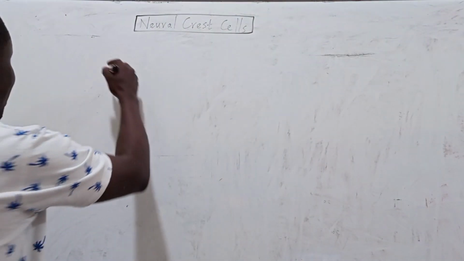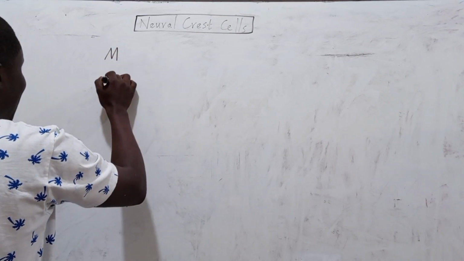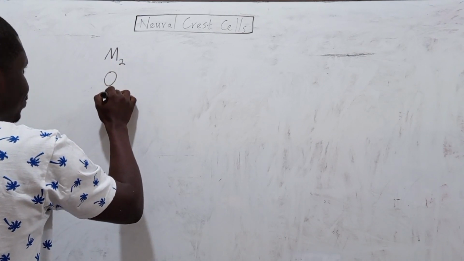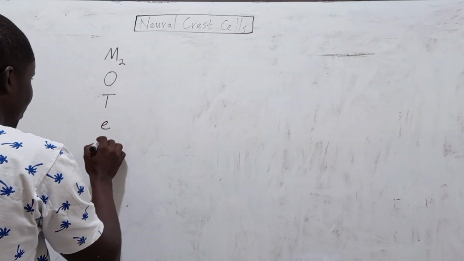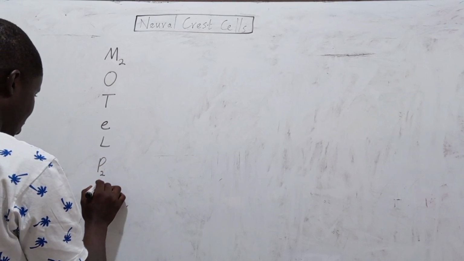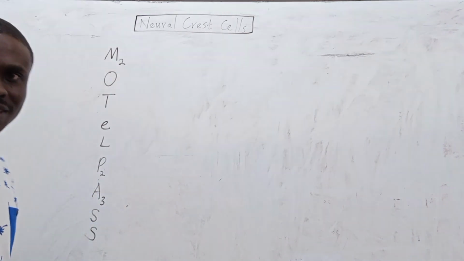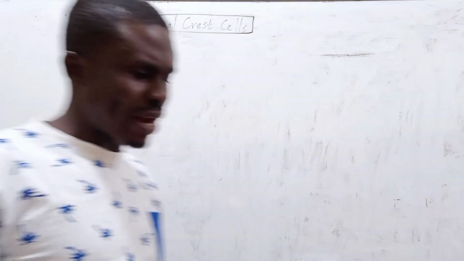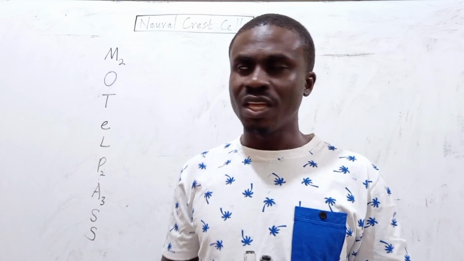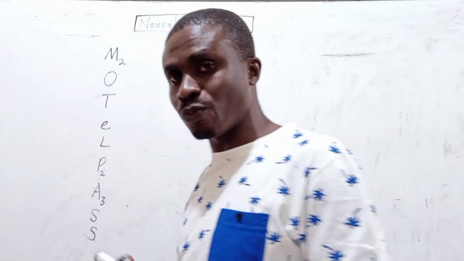So simply, there's a mnemonic, and that is MOTEL PASS. So my friends, having this, you should be able to tell us all these important derivatives of the neural crest cells. You can see over here the M, I have two entities there, that's why I put 2 over there.